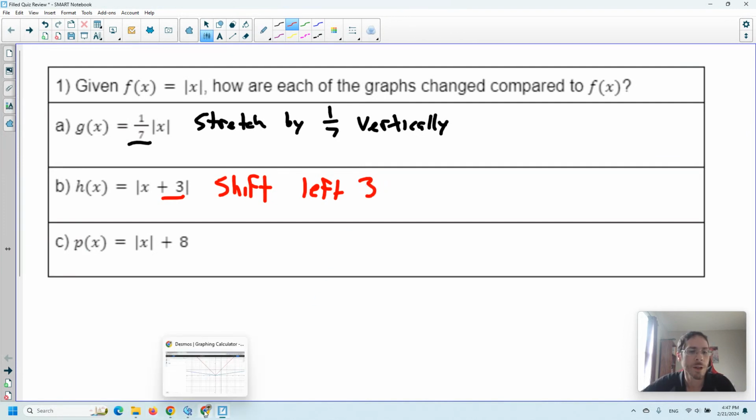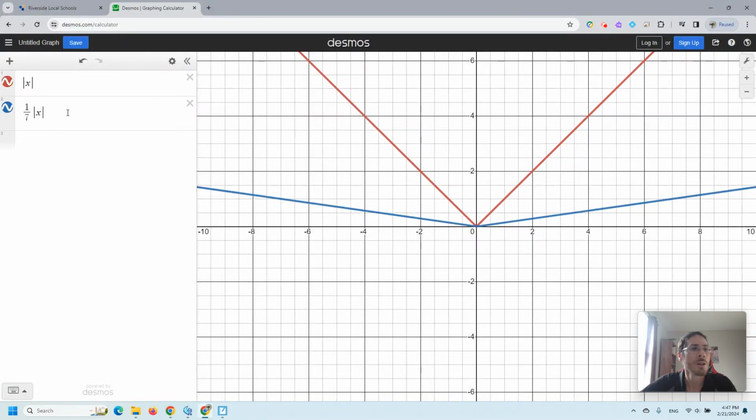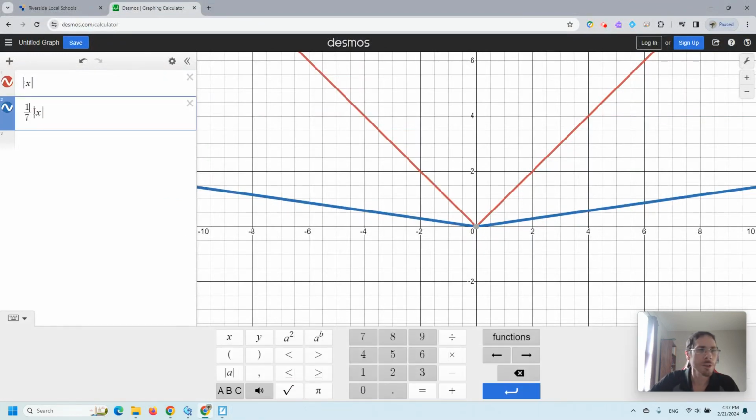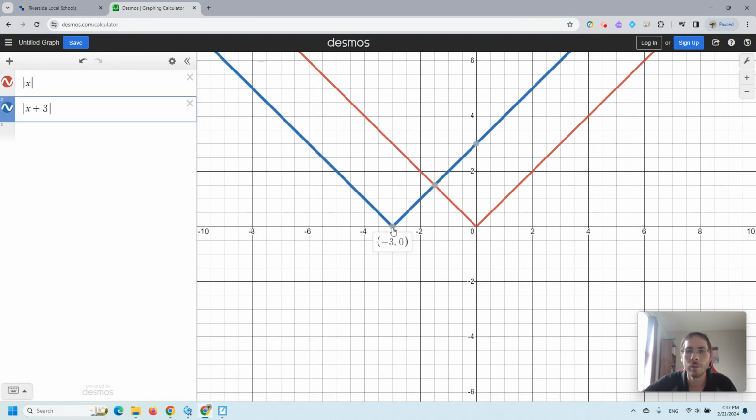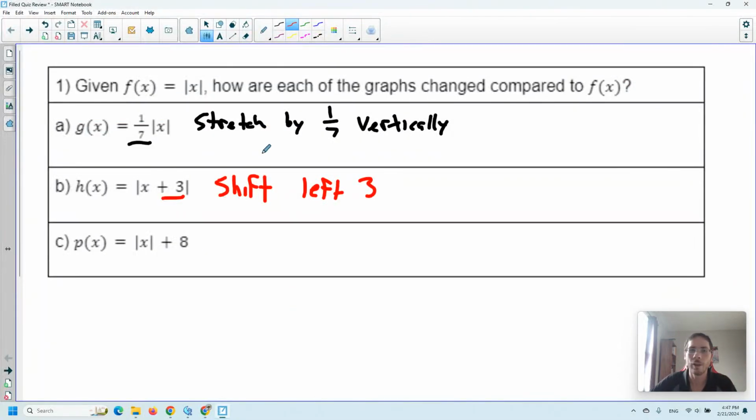Let's go back to our graph. So if we change this, get rid of the 1/7 and instead do x plus 3, we can see that, yeah, from the red one to the blue one, we're going from 0, 0, 1, 2, 3. So we're shifting left 3. So that makes a little bit of sense. For the last one, we have the number on the outside. And when the number's on the outside, that means we're either going to shift up or down. So we're going to do a vertical shift. So in this case, we're going to shift up 8.